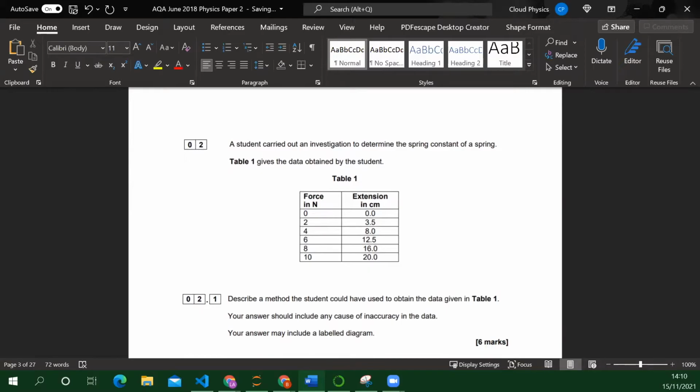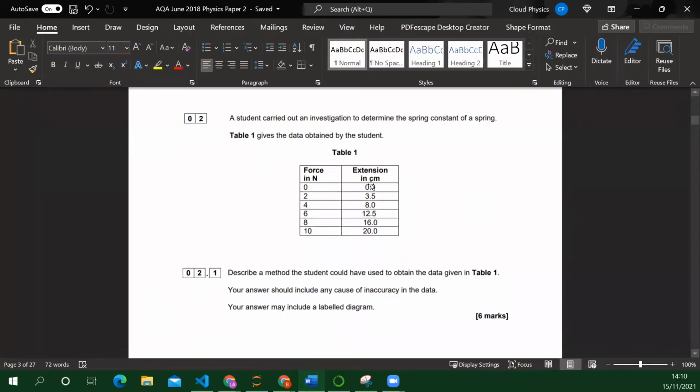So a student carried out an investigation to determine the spring constant of a spring. Other things can have a spring constant, like an elastic band, or I saw once about the spring constant of a piece of artery, so it's not just a spring, but in this case it is. Table 1 gives the data obtained by the student. We've got force in newtons, going up in 2s, extension in centimeters. Because it's experimental, the extension is the dependent variable, it's the measurement, so it's not going to be perfect because it's a real life thing.